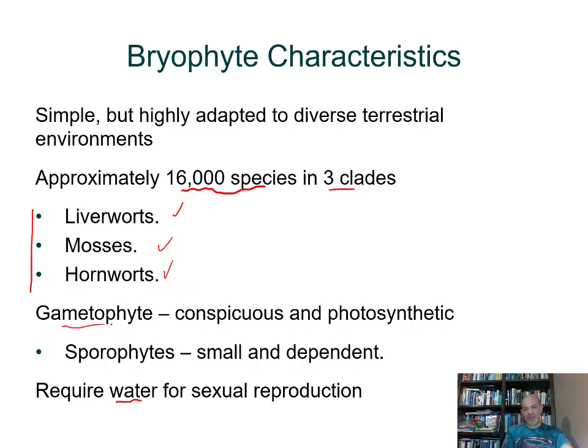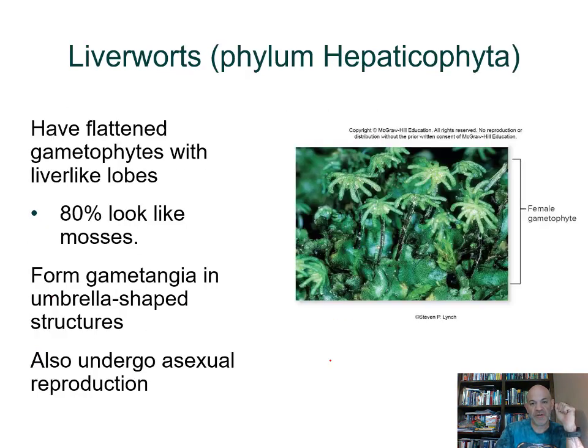So your gametophyte here is the dominant one. It's the conspicuous one. It is generally photosynthetic, though we always see exceptions to these rules. The sporophyte here is dependent on the gametophyte. It's going to be smaller and depends on the dominant gametophyte generation for its development, growth, and nourishment overall. So there is total dependence on the dominant gametophyte generation here.